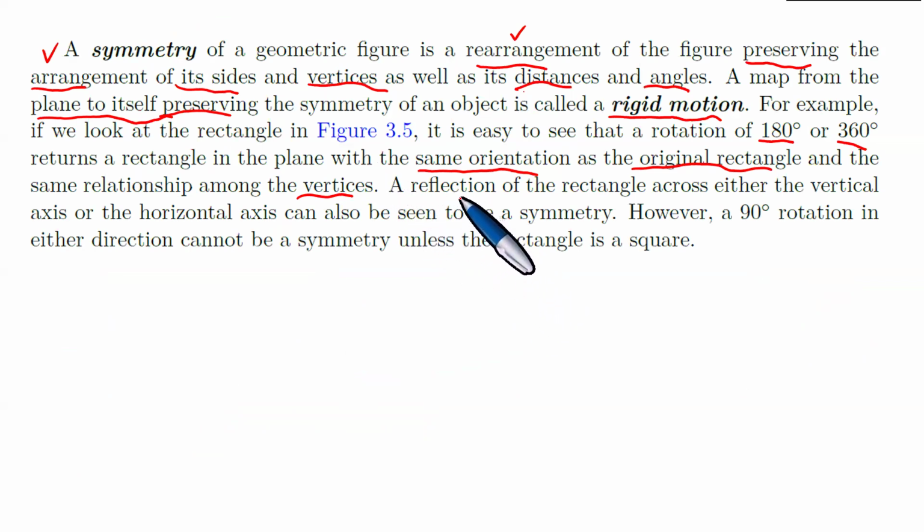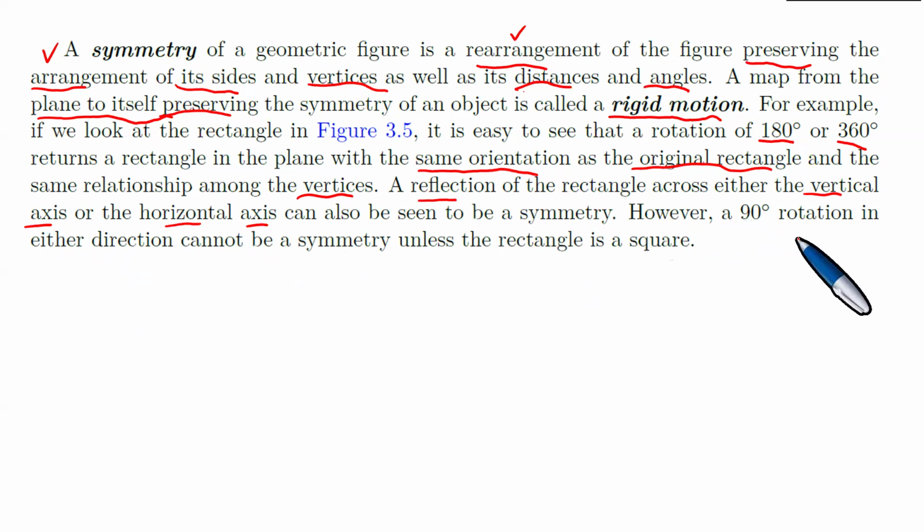Adjacency is preserved. We discussed that a reflection of the rectangle across either the vertical axis or the horizontal axis can also be seen to be a symmetry. We continue.